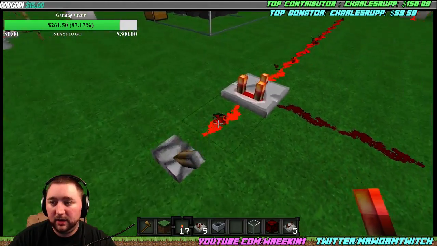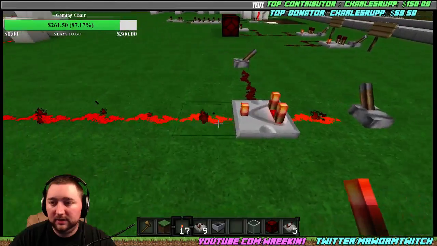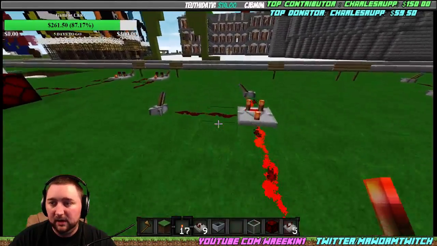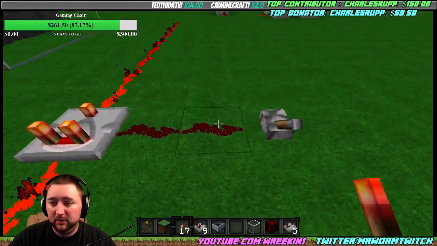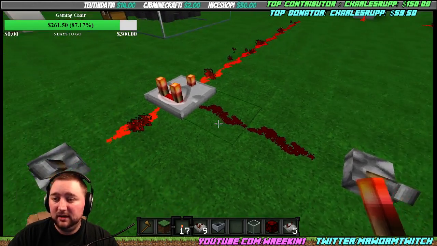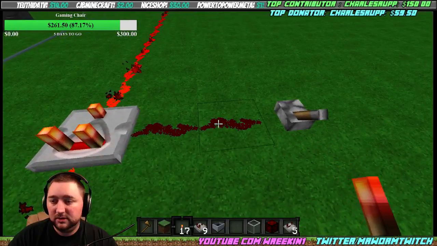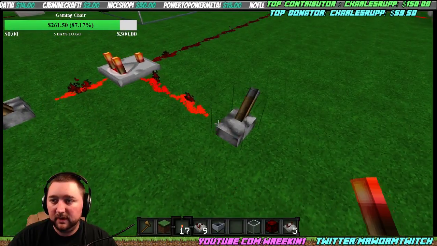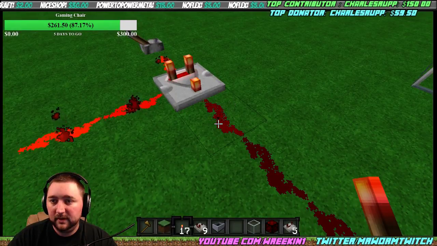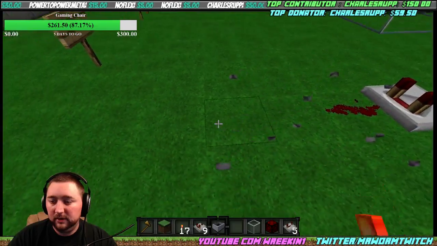Comparator subtract mode is a little bit different. Here we've got a primary signal going through a comparator, and in this mode it will attempt to go a maximum distance of 15 blocks. What subtract mode does is subtract the difference between these. So we've got 3, and the secondary is 2. What's that equal? Well, it equals 1.